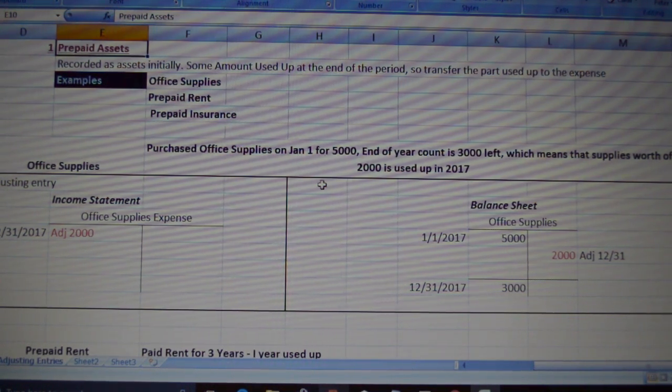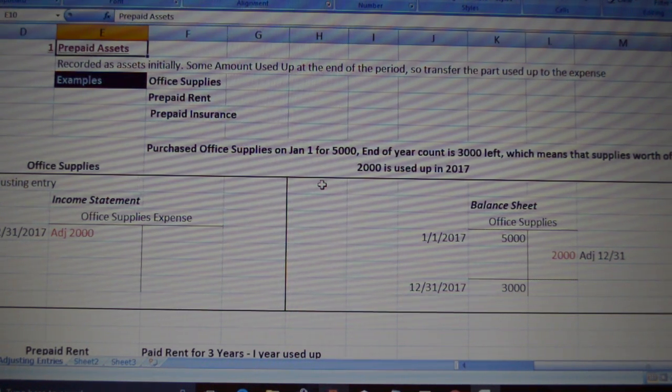So we have to take out $2,000 from the office supplies account by crediting it, and we have to record the expense in the income statement, office supplies expense, and that is the adjustment entry that we will do on December 31, 2017. So credit the office supplies from the balance sheet and debit the income statement account office supplies expense.